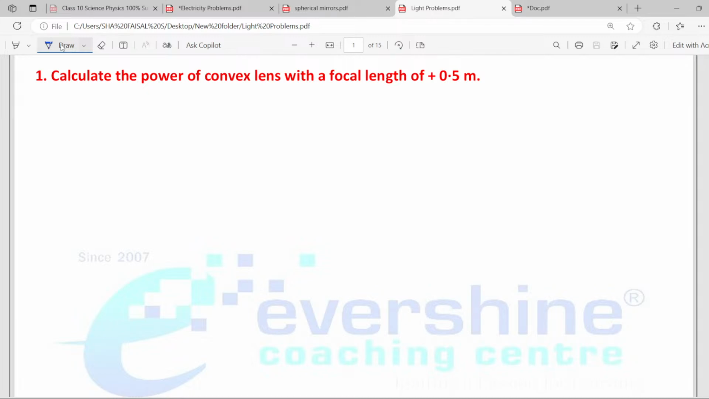Okay. Now they're asking us to calculate the power. So power P is equal to question mark. Focal length is positive. Can you see this? It is plus 0.5 meter. Children, this is very important. Positive or negative, that is very important.